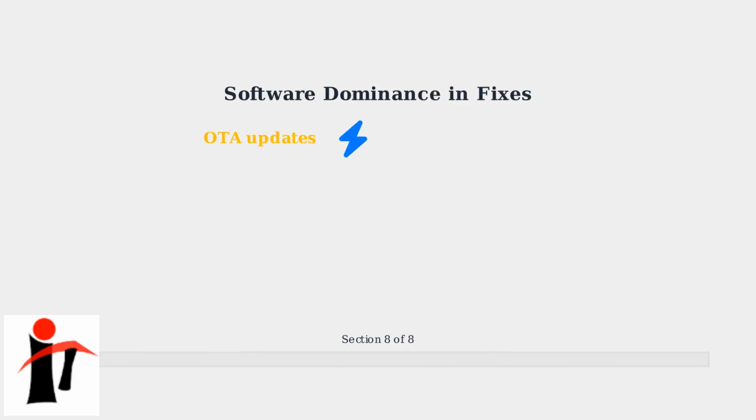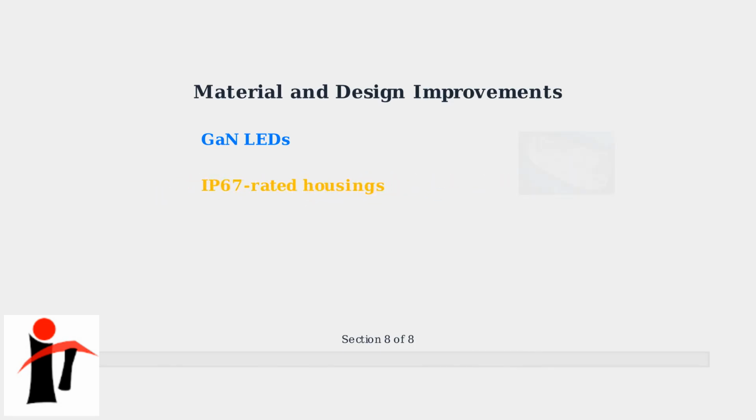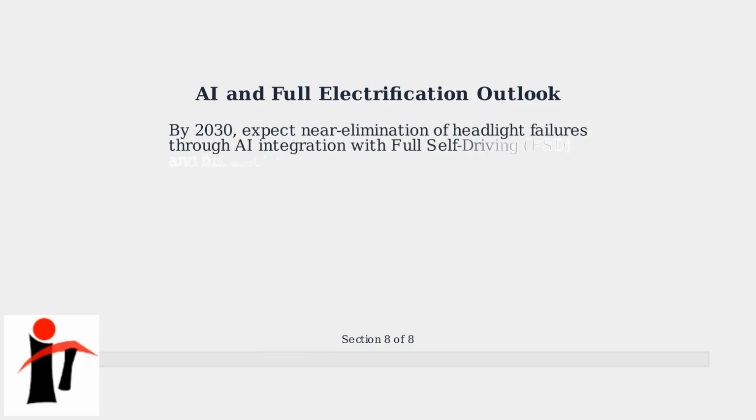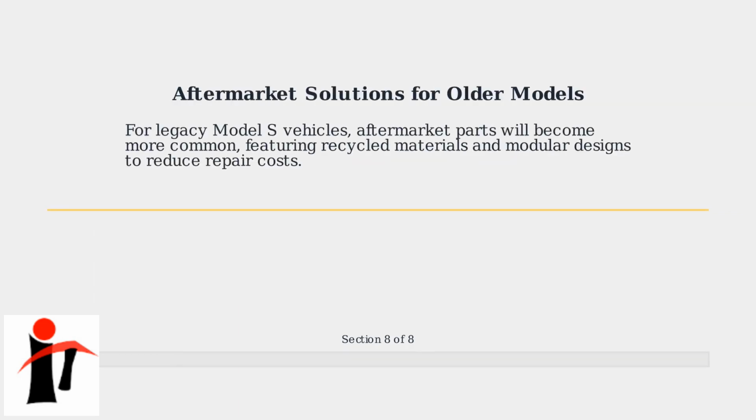Tesla is shifting towards software-dominated solutions for headlight problems, with over-the-air updates addressing most issues without hardware intervention. Future material advancements include gallium nitride LEDs for superior efficiency and tighter waterproofing standards to combat moisture-related failures. By 2030, AI integration and full electrification could virtually eliminate headlight failures in Tesla vehicles. For older Model S models, expect a rise in affordable aftermarket parts using recycled materials.